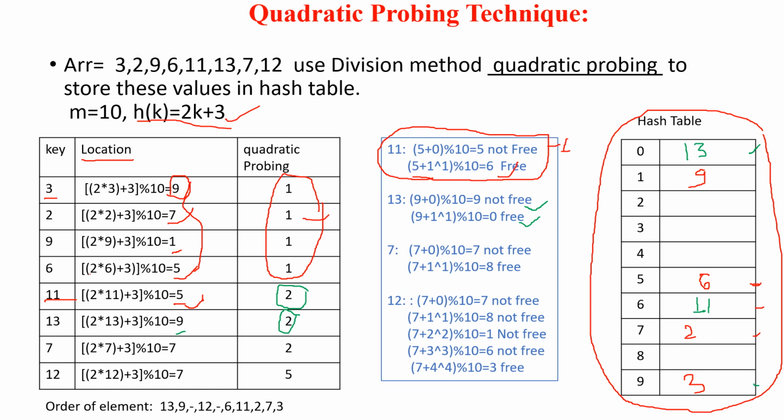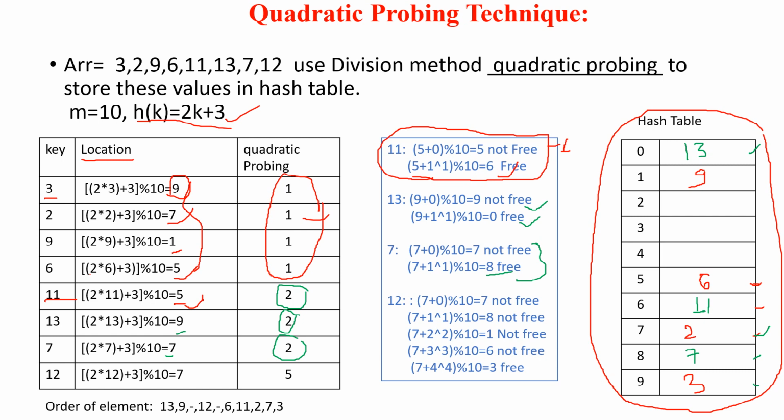Now the next element is 7. If I calculate the index using the given hash function, its index is also 7. Now go and check if the 7th index is free. No, it's not free, which means a collision occurred. Now apply quadratic probing. Using quadratic probing, I have seen that in 2 times I am getting the place, the 8th index is free. So 7 is going to be stored at the 8th index, and the number of probes is 2.